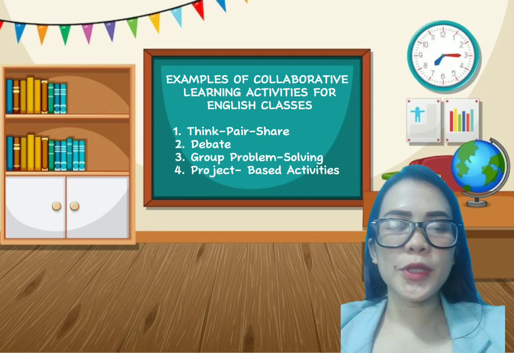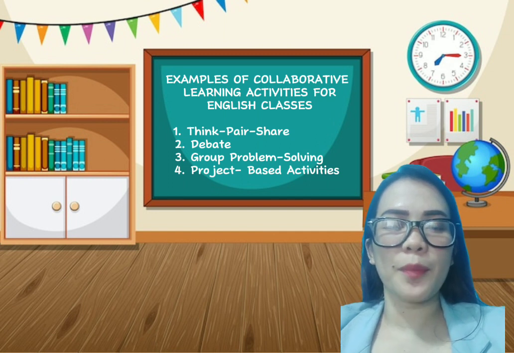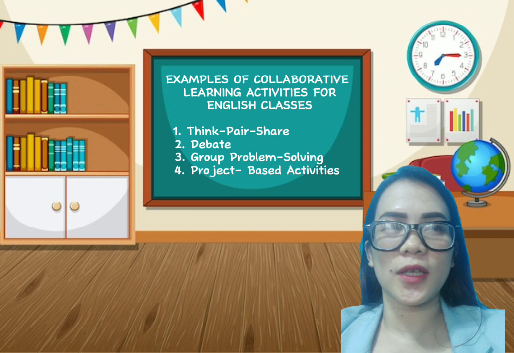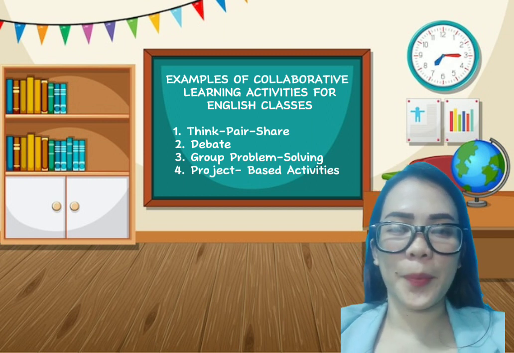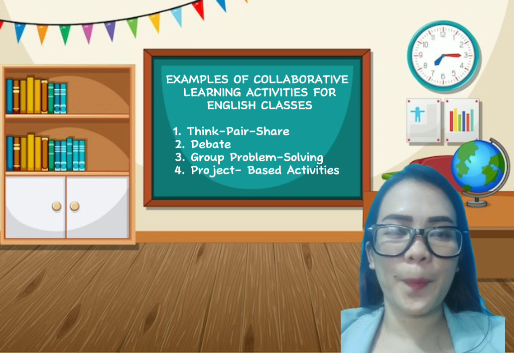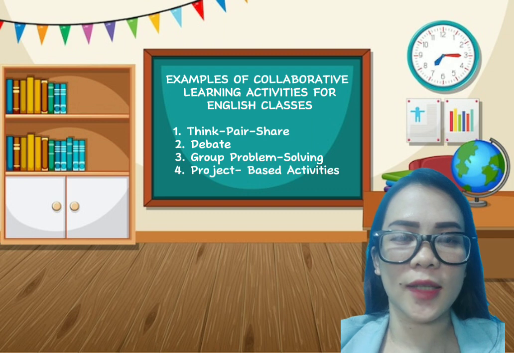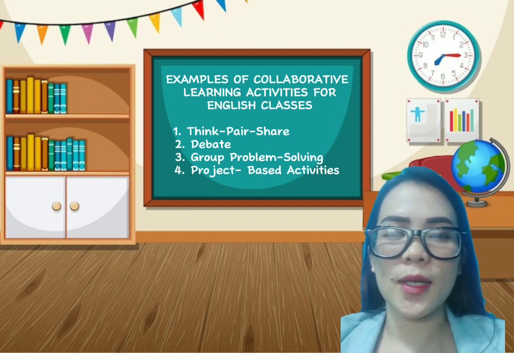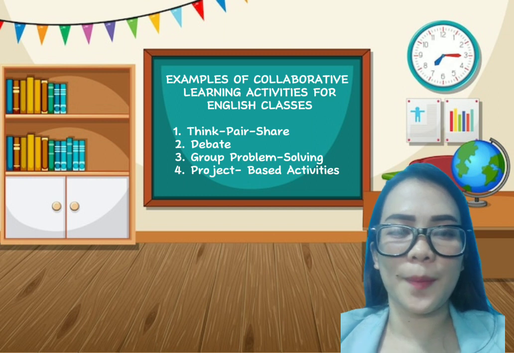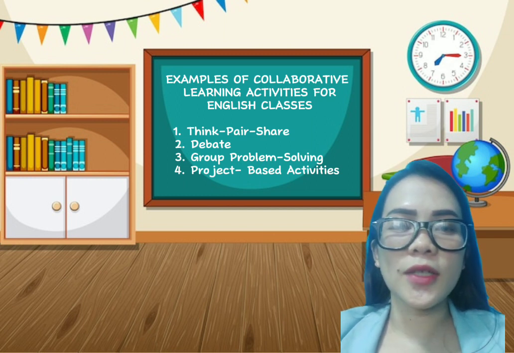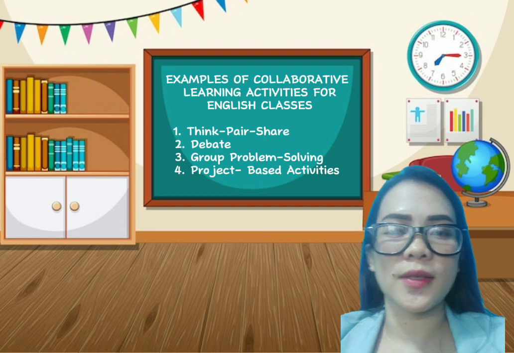So now, let's proceed to the examples of collaborative learning activities for English classes. First is think, pair, and share. Think, pair, share is a cooperative learning strategy often used in classrooms or group settings to encourage active participation and discussions among participants. Here's how it typically works.